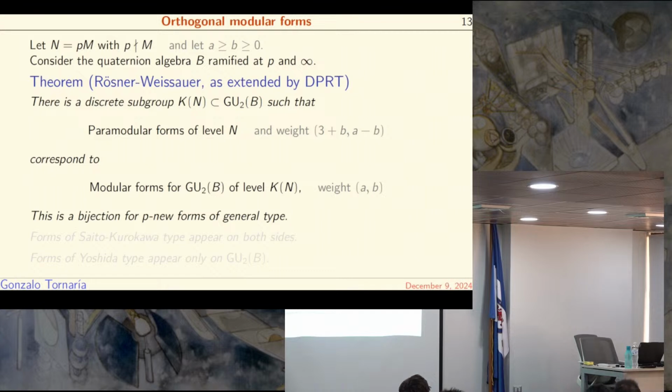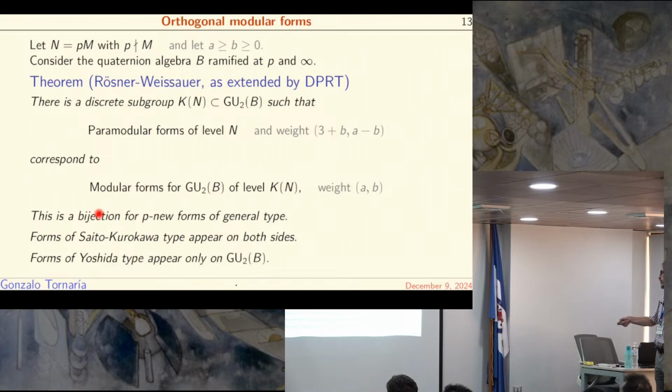These details are actually important for computation, because when you find a form you have to decide whether it's of general type or not, and then it's useful to know what forms of non-general type you expect, to be sure you are not seeing something that looks general but is not. Saito-Kurokawa type forms, which are a type of non-general, appear on both sides with some multiplicity, and forms of Yoshida type appear only on this side, not here, but still we know the multiplicity of the Yoshida type here, so that we can discard them.